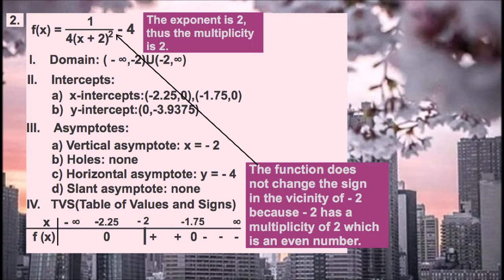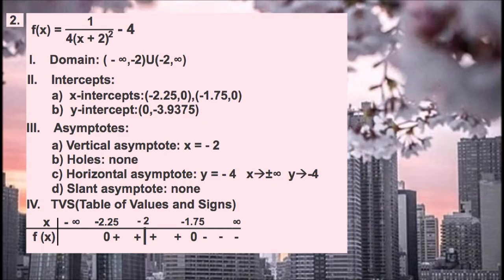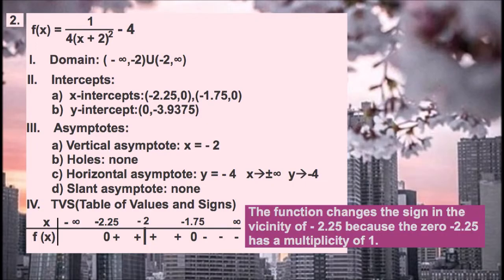The function does not change the sign in the vicinity of negative 2 because negative 2 has a multiplicity of 2, which is an even number. The exponent is 2, thus the multiplicity is 2. The function changes the sign in the vicinity of negative 2.25 because the 0 has a multiplicity of 1.